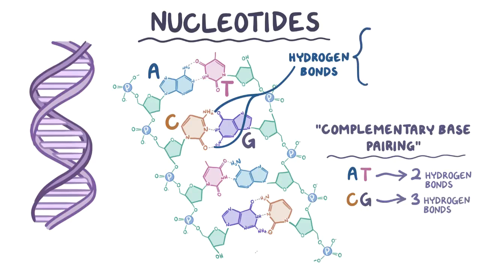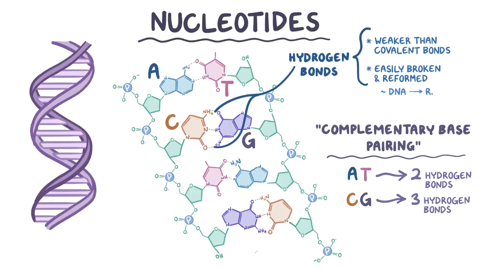The hydrogen bonds are a lot weaker than the covalent bonds that hold the strands together, so they can be easily broken and then reformed when DNA is being transcribed into RNA, or being replicated during cell division.